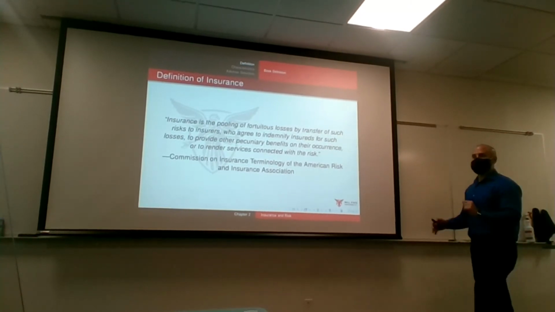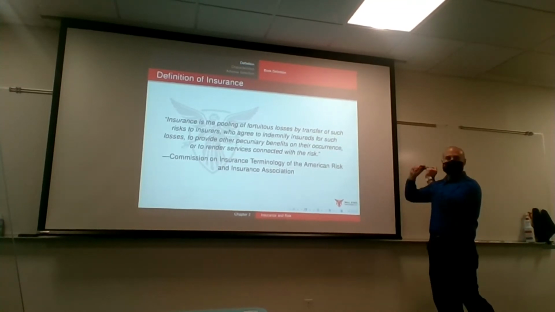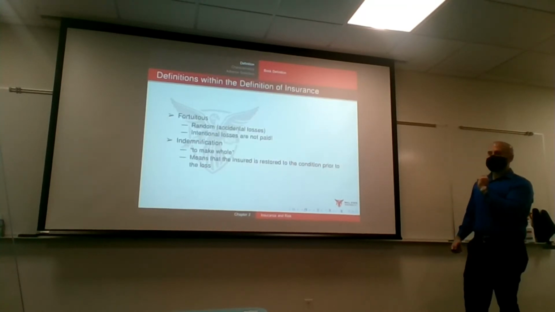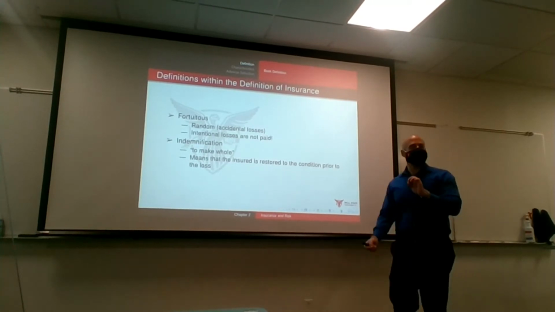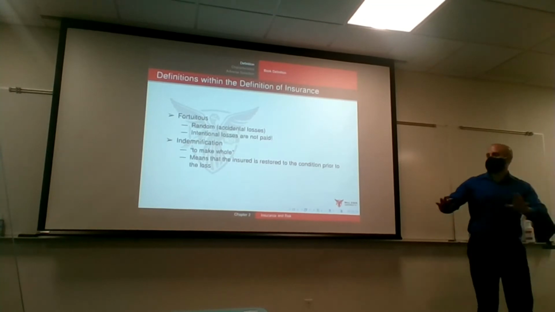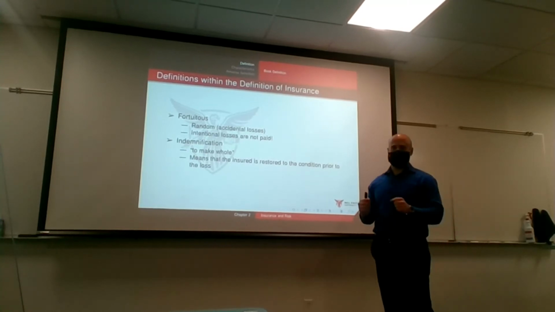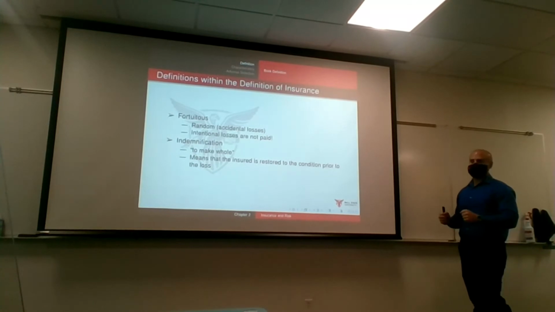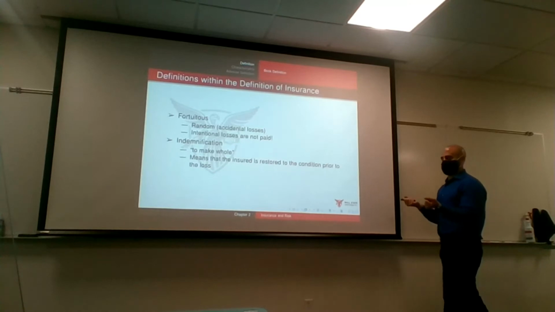So that's the gist of it, but there are a few very important words that we need to define within this definition. The first two are fortuitous and indemnification. Fortuitous just means it's by happenstance, so it's random. Ideally, these are not losses that people are choosing to cause. They're not choosing to wreck their automobile, we hope. We don't want that. That's arguably a moral hazard issue. So we want fortuitous losses.